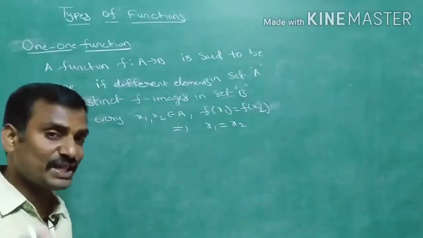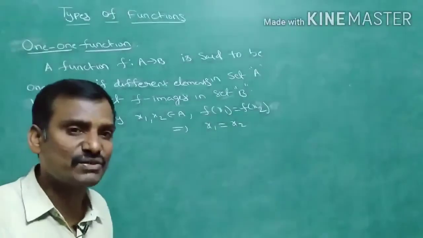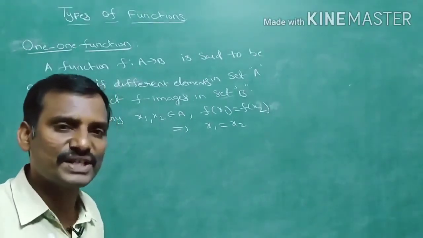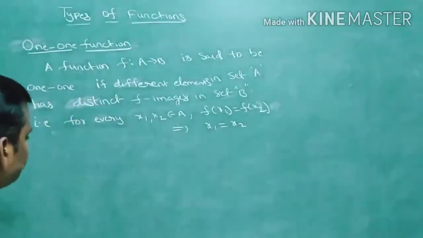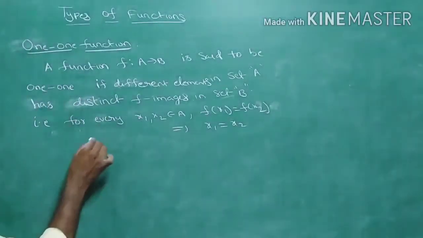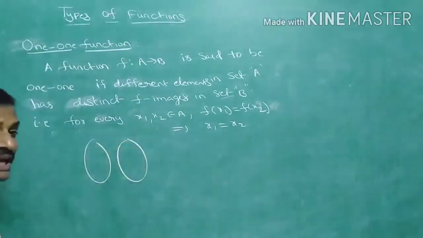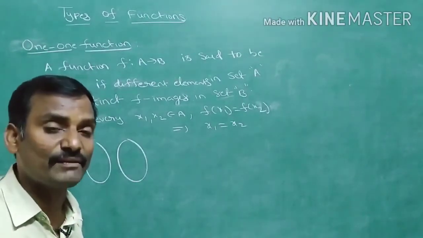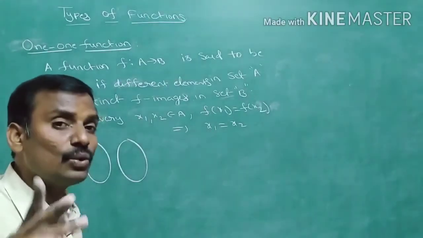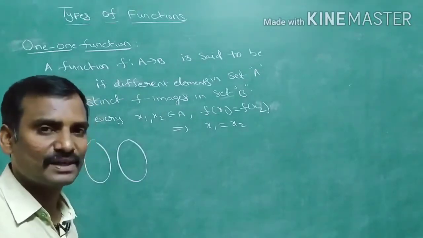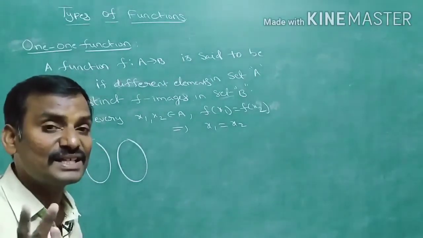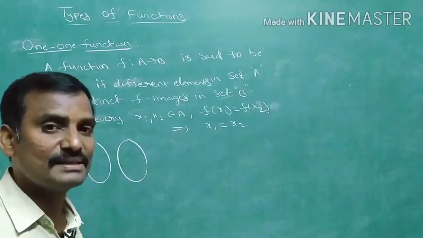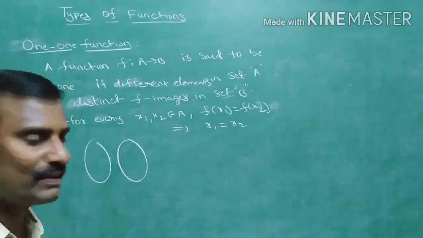Next, if the function f is not one-one, that function is called a many-one function. So, the many-one definition: a function f from A to B is said to be many-one if at least two elements in the domain have the same f image in the codomain.